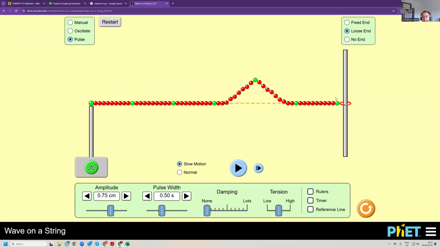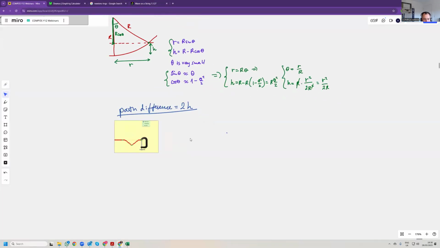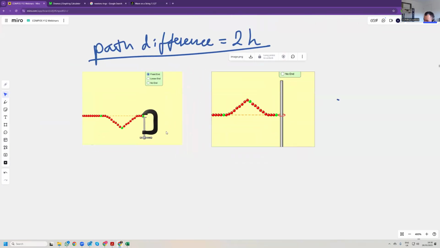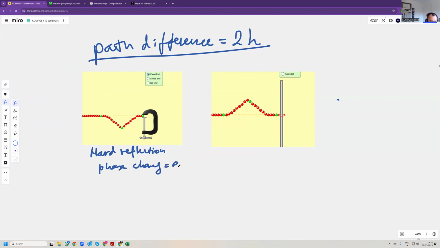Now it's a loose end. A loose end means the rope is not attached to anything. That's what I call a soft reflection, or a reflection from a loose end, open end. And you can see there's no phase change. This is fascinating, of course. So hard reflection, the phase change is pi. And so open end reflection, soft reflection, no phase change.